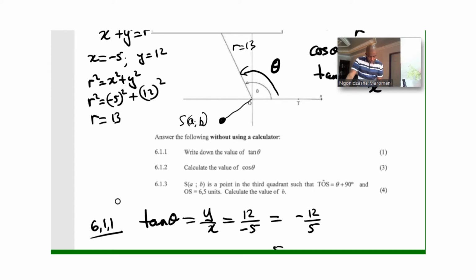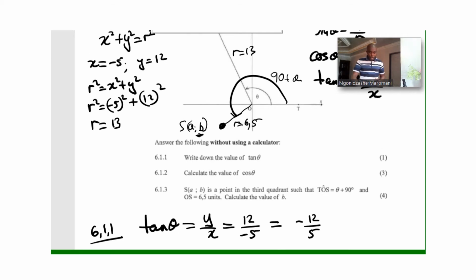So the whole of this angle is now 90 plus theta. That's how big the new angle is. We are also given that OS, that is our new r here, is equal to 6.5. The question is saying calculate the value of B. If you look at B, B is our y coordinate and we are looking for it.